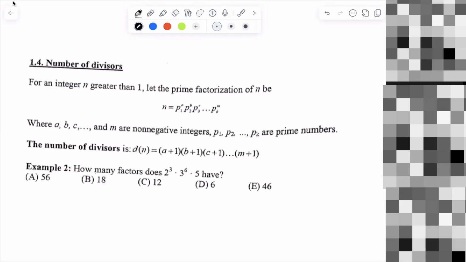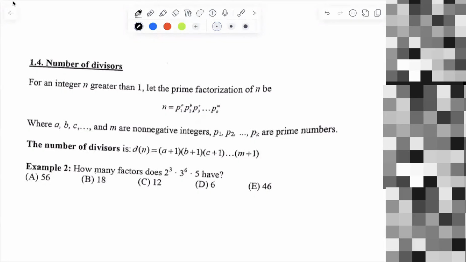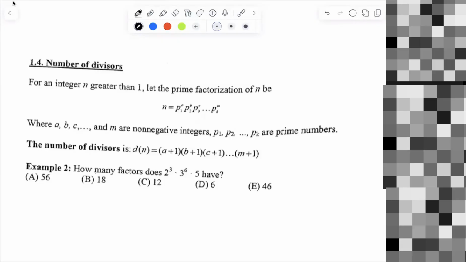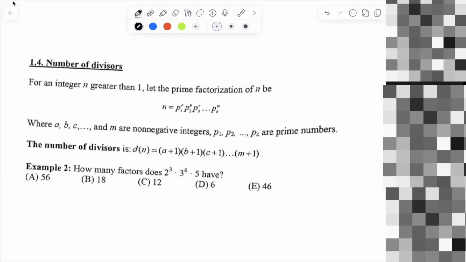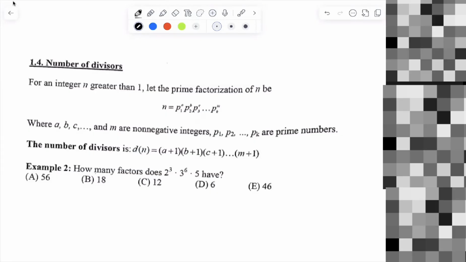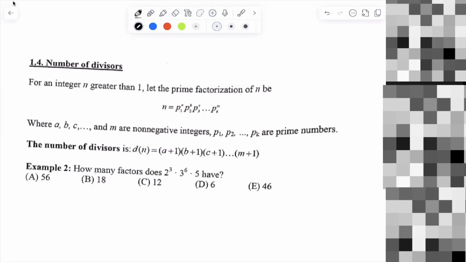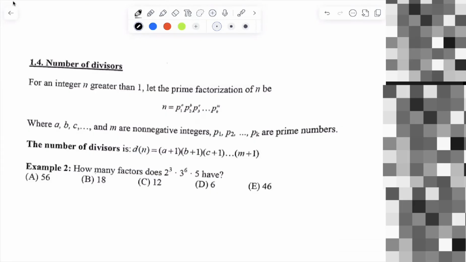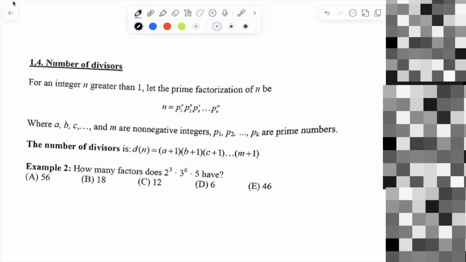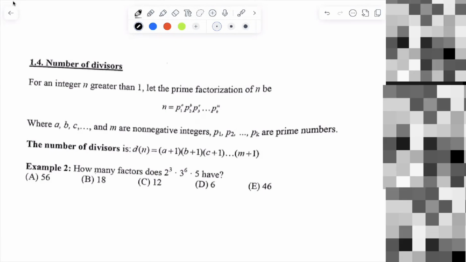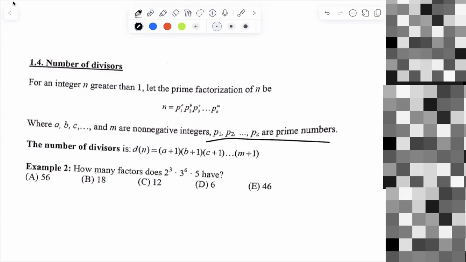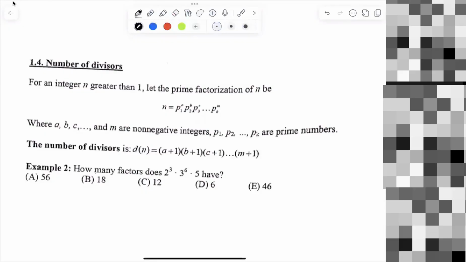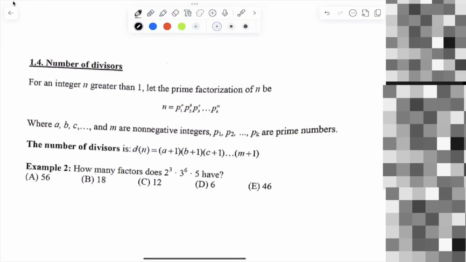It's basically any prime you can have to the a, any prime to the b, any prime to the c, any prime to the n, where m is the number of whatever number you like. And these are just prime numbers. Alright? The number of divisors is just the exponents added to 1.